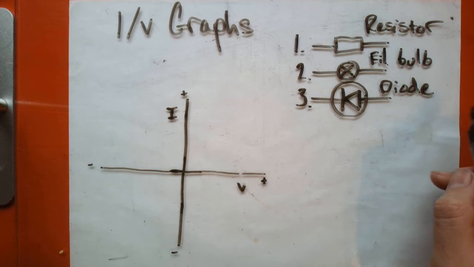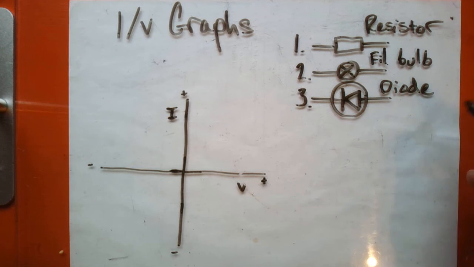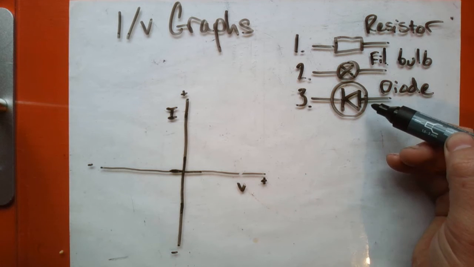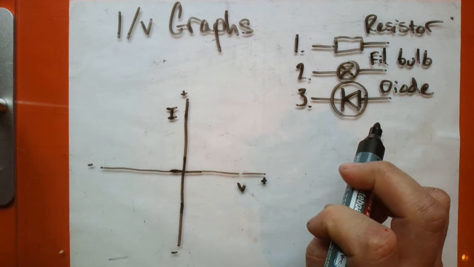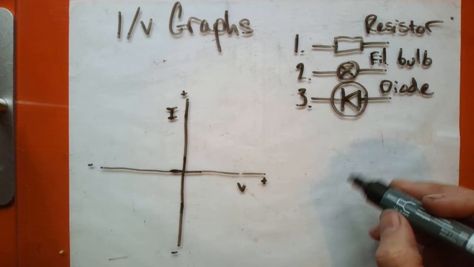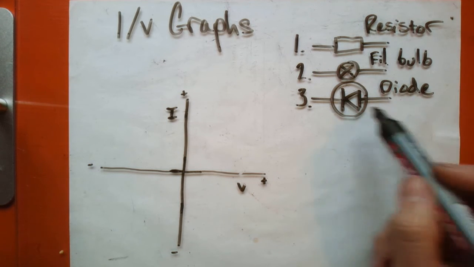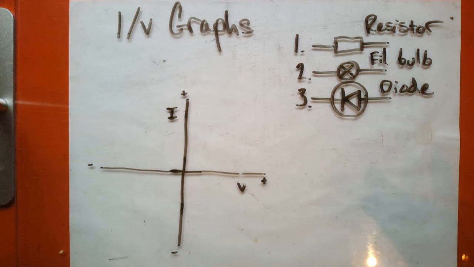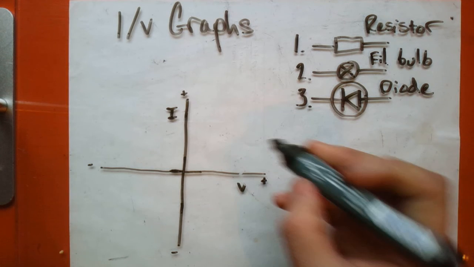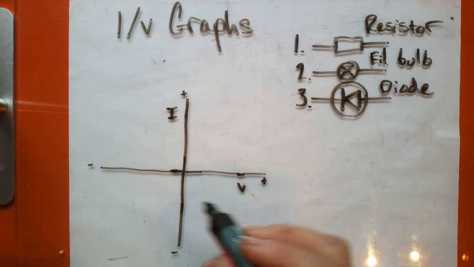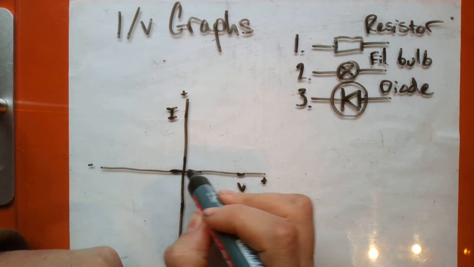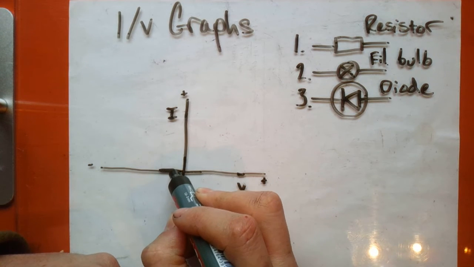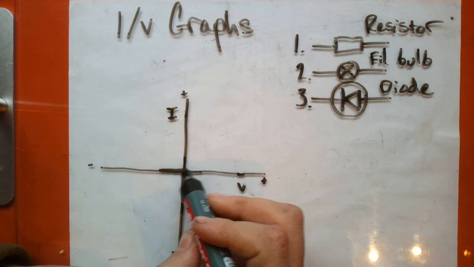And our final device that we need to know about the current voltage graph for is a diode. A diode is basically there to allow current to flow in one direction, but will stop it in the opposite direction. If we had this set up in the correct direction, it would allow current to flow. If we flipped it round and reversed it, it will stop the current from flowing. So a diode current voltage graph looks a bit like this.